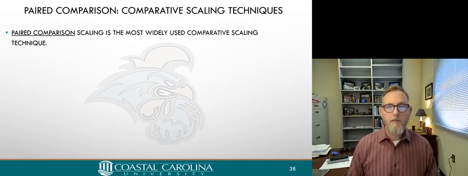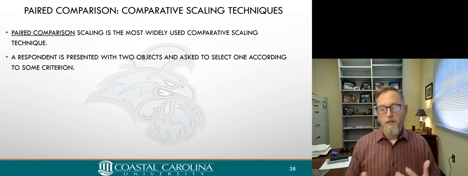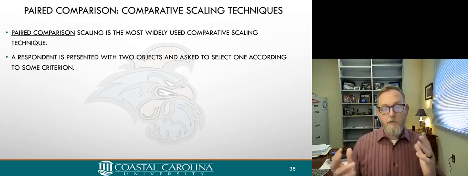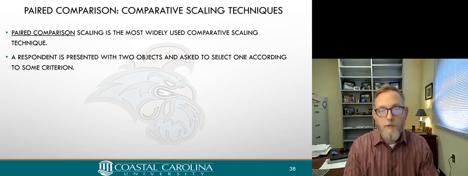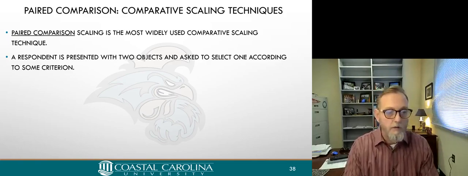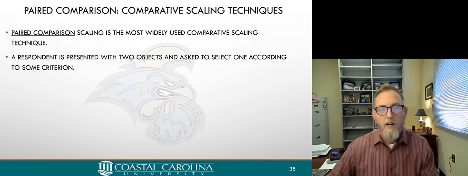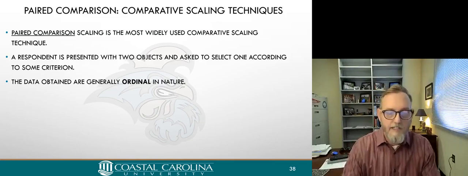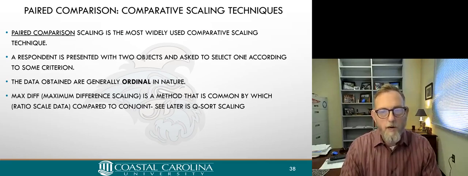Okay, so paired comparisons. This is the most common type of comparison scale that you might have, where you are presenting two objects or two elements or stimuli to a respondent, and they're asked to rate them compared to each other. The data that we get will be ordinal in nature.